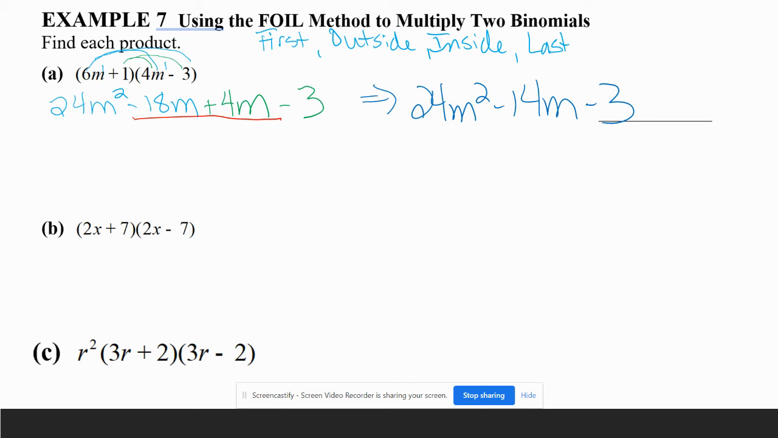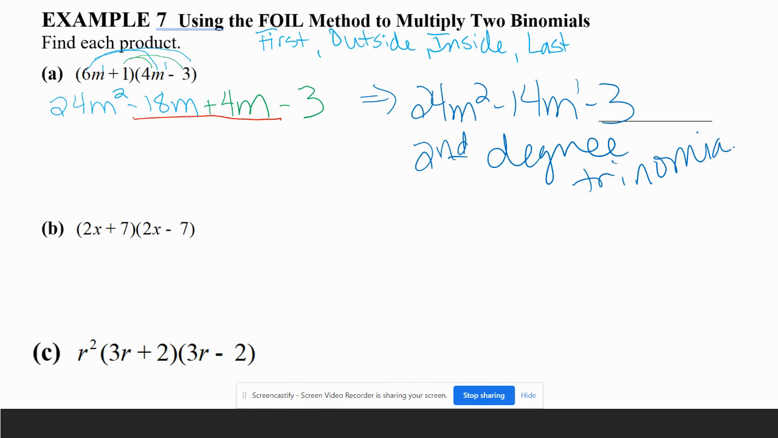This is a polynomial because we have positive whole number exponents. It is in standard order, 2, 1, and then nothing there. This is a second degree polynomial. And 1, 2, 3 terms, so this would be a trinomial.